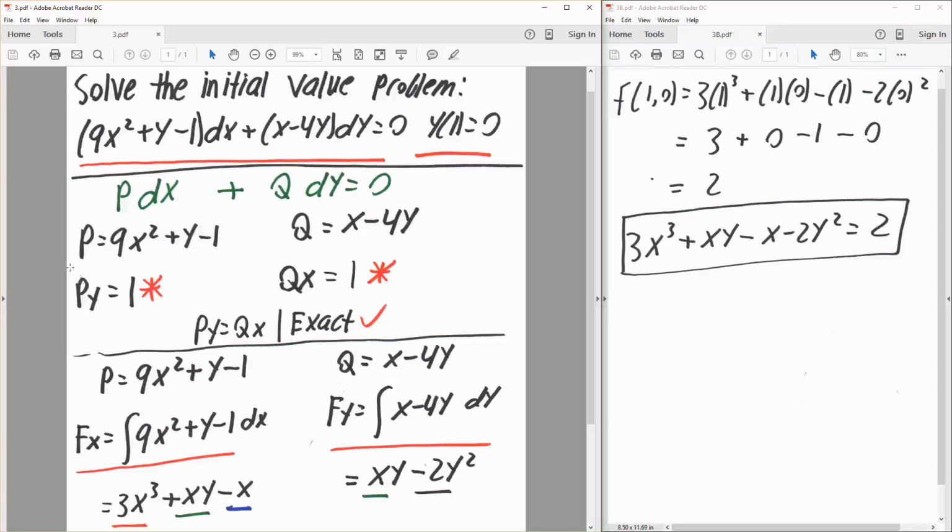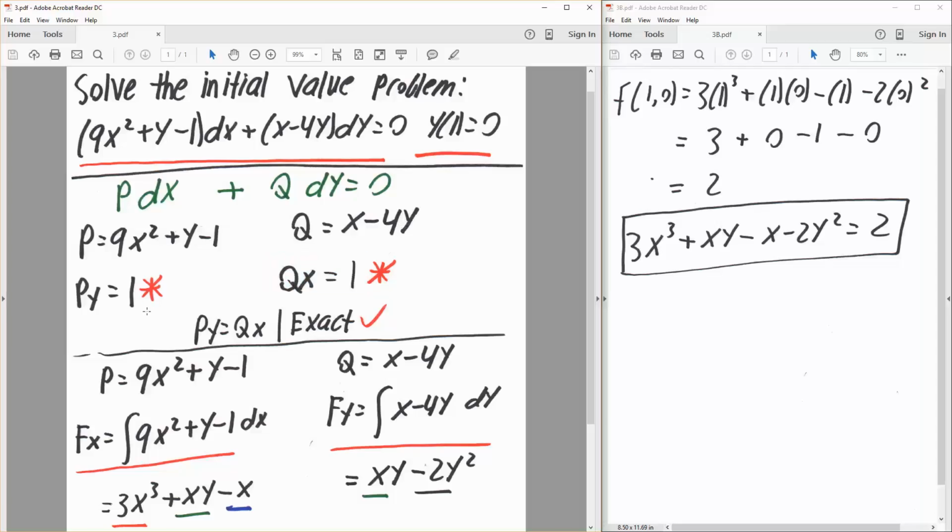And the next step is very important. For P, we do the partial derivative of P in terms of y. So x is treated as a constant. So this would be 0, negative 1 would be 0, and we take the derivative of y, which would be 1. Next, we take the partial derivative of Q in terms of x. So x would be 1, and y would be treated as a constant, so 0.